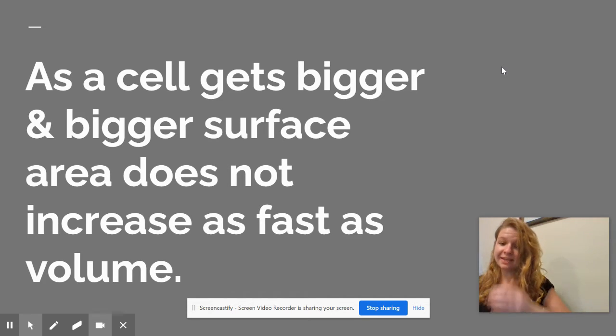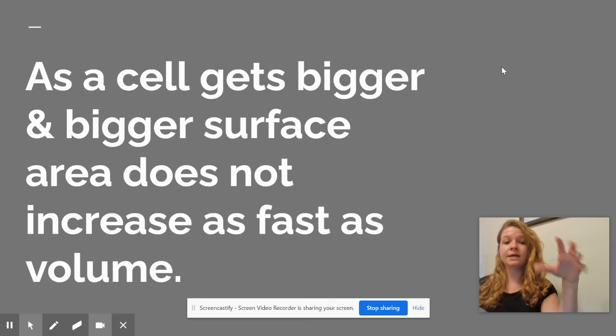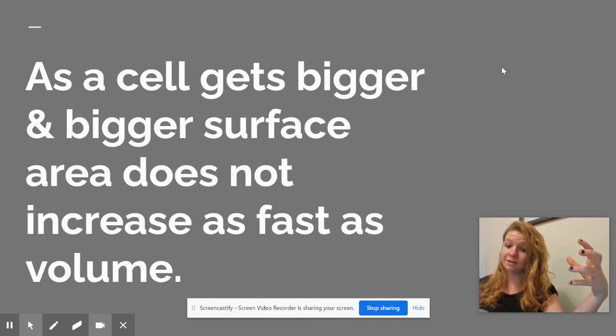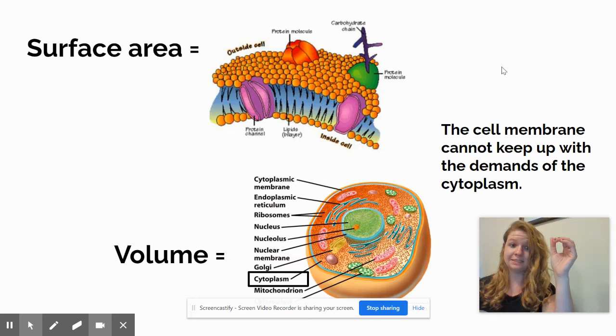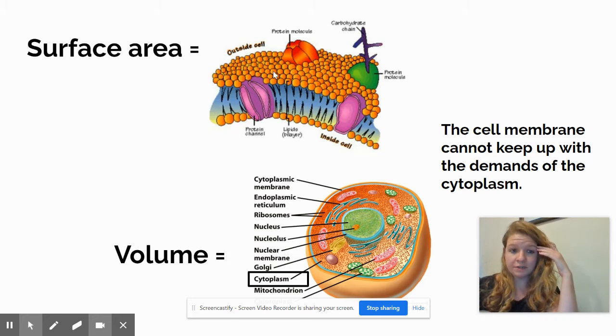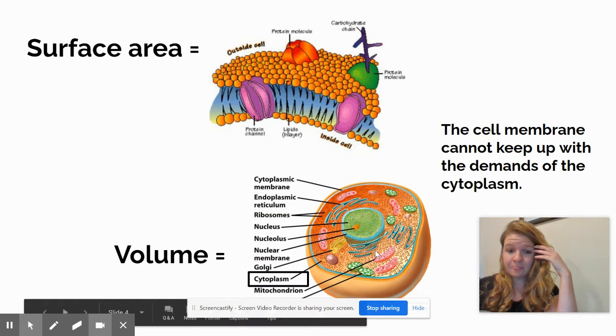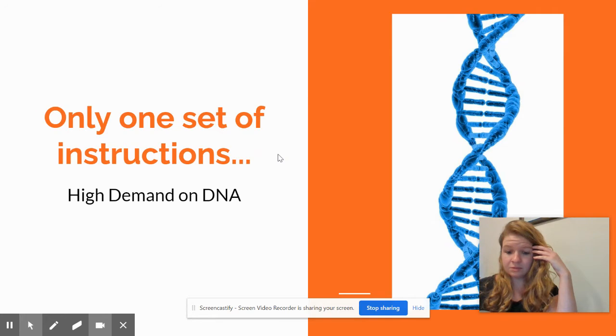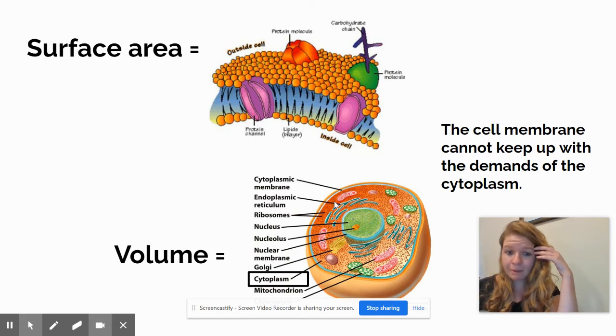Well, that's because cells can't really get super big, because as a cell gets bigger and bigger, the surface area, that area of the cell membrane, does not increase as fast as the volume, otherwise known as what's going on inside of that cell. So our surface area, that's our cell membrane. That's all the space that we have to get things to go into and out of the cell. The volume, that's everything going inside of that cell. As the cell gets bigger and bigger, the cell membrane can't keep up with the demands of the cell. So those cells are tiny.